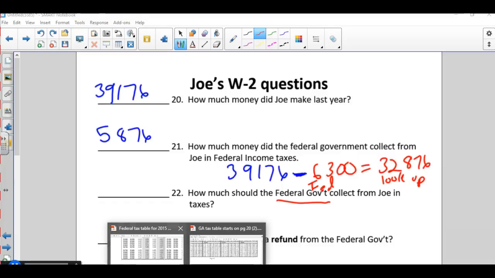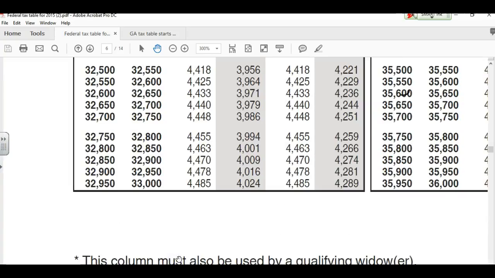So I'm going to go to our sheet. Again, that number was 32,876. So that is greater than this right here, 32,850, and less than 32,900, which is in the middle right here. All right. So single, look at the single column, which is this first one. This is how much they should take, $4,470.